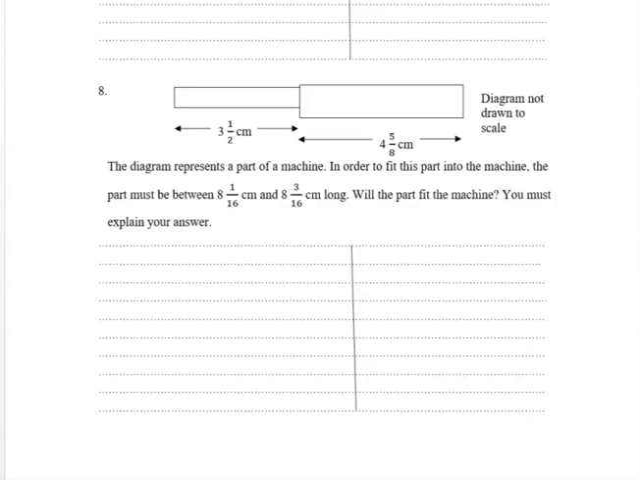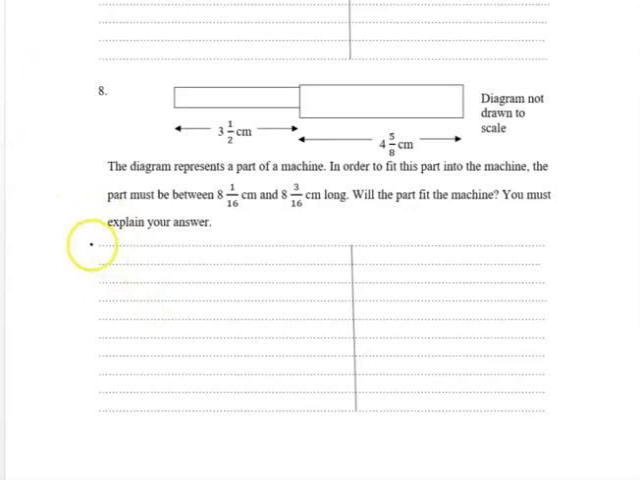The question says, we have this part and we want to see if it fits into the machine or not. They've said it has to be between these two numbers, 8 and 1/16 and 8 and 3/16. Now, will the part fit into the machine? You must explain your answer. Here, what we need to do is first see if the part is in between these two numbers.